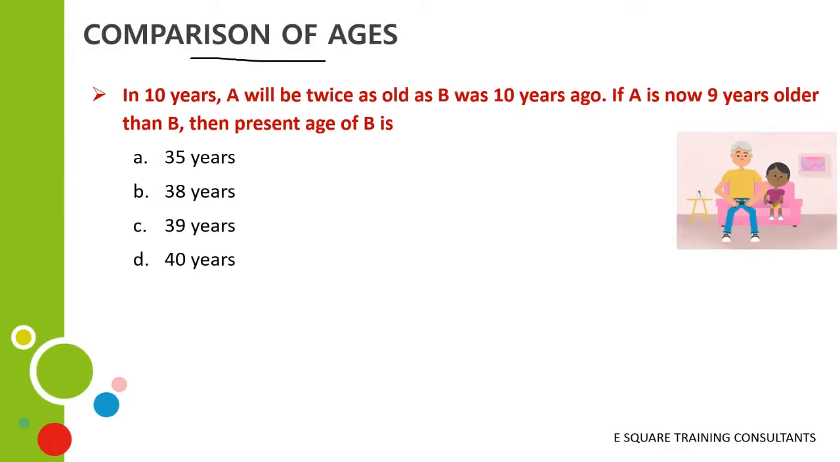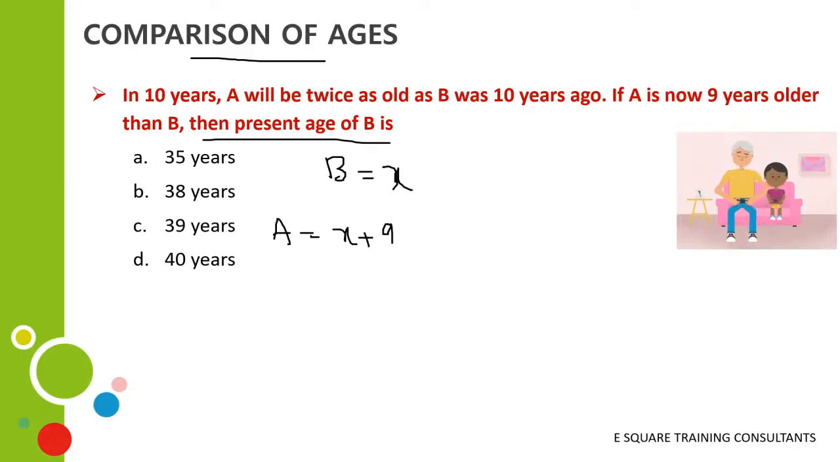Now I'm going to take the present age of B as x. So if the present age of B is x, the present age of A will be x plus 9, because it is given that A is now 9 years older than B. So I have taken the present age of B as x and the present age of A will be x plus 9. So the question asked here is to find the present age of B. That is, the value of x is what we are supposed to find.